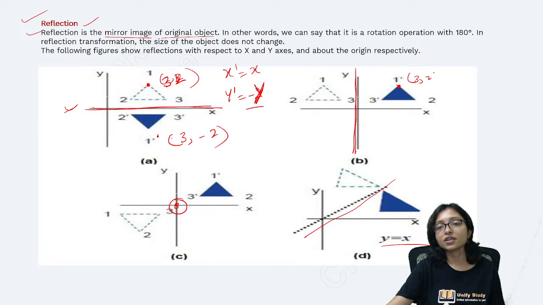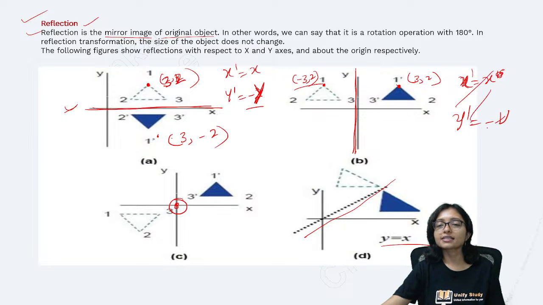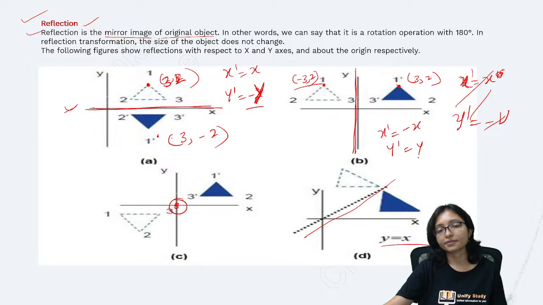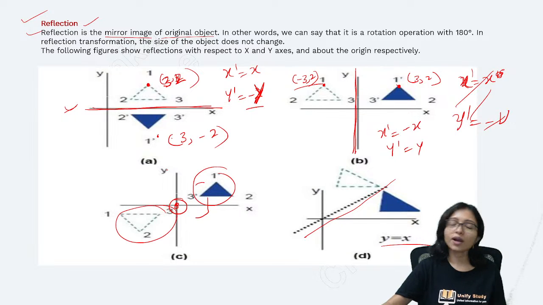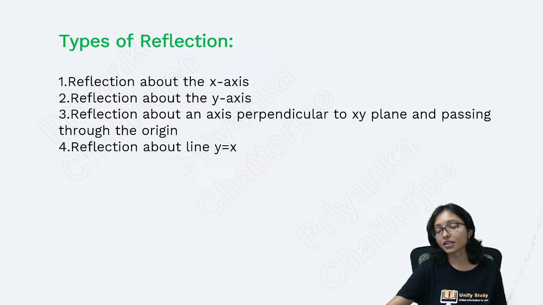If this point is 3, 2, then the reflected point will be minus 3, 2. Means y will be as it is, there is no change, but x dash will be minus x and y dash will be y. Here both x and y change, so x dash will be minus x and y dash will also be minus y. These are the ways the reflection is possible.